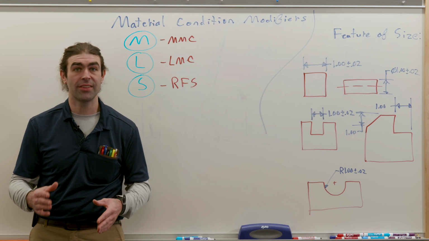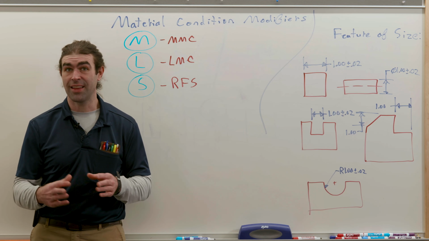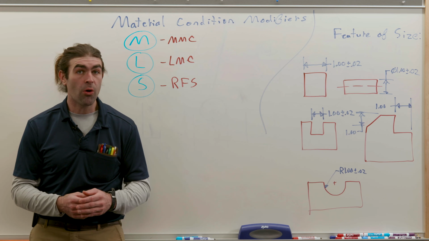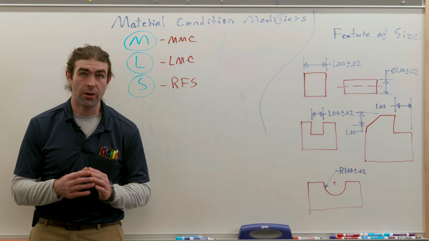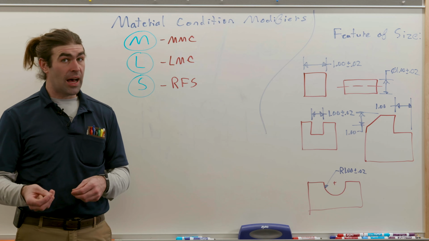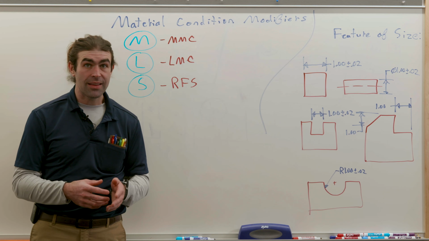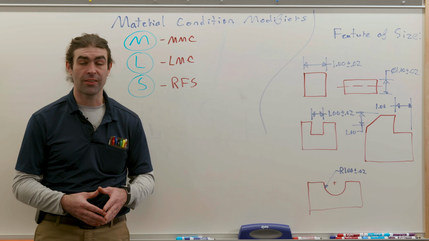Another way to think of it is that the MMC is the heaviest part. So the largest pin is the heaviest pin. The smallest hole creates a heavier part than having a larger hole. Now, LMC is the opposite. So the LMC of a pin is the smallest it's allowed to be. The LMC of a hole is the largest it's allowed to be.